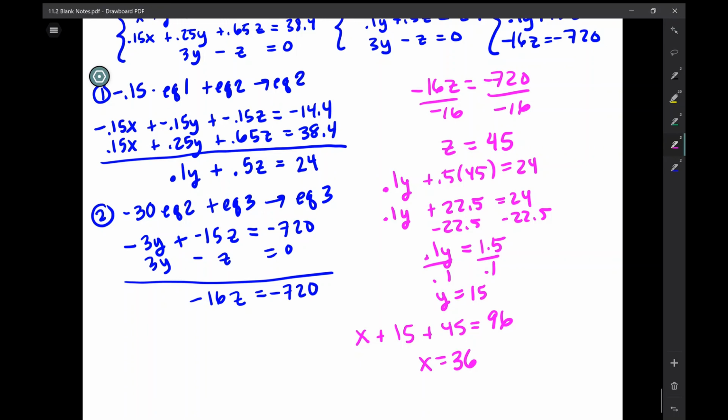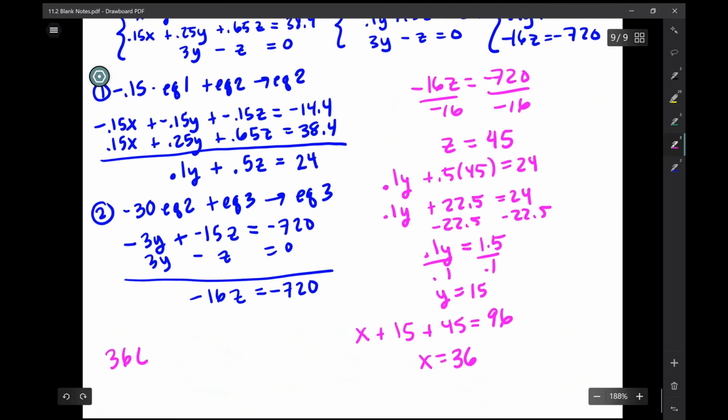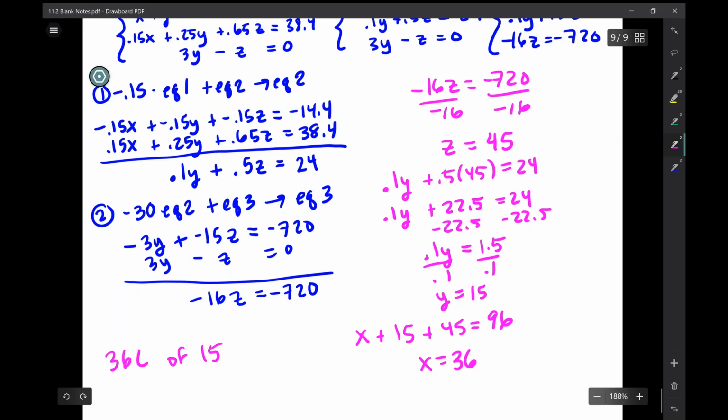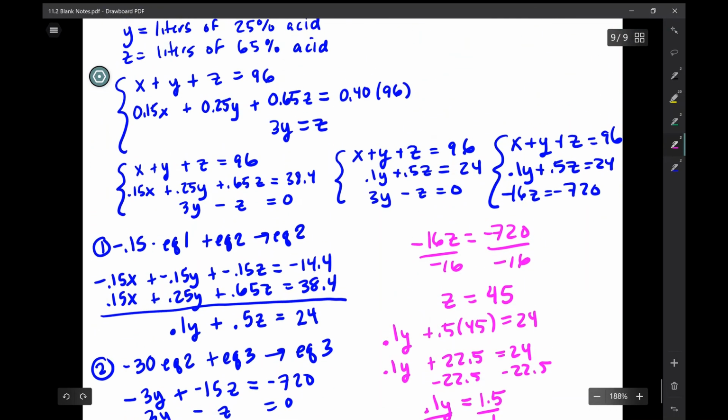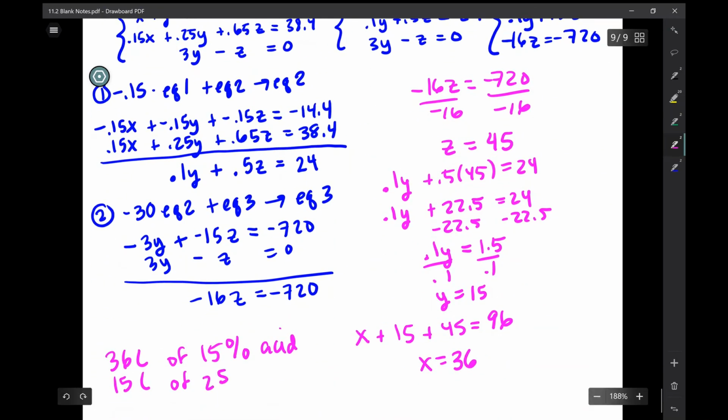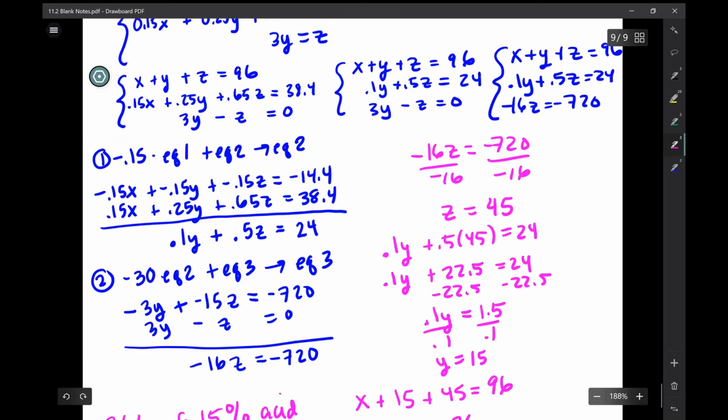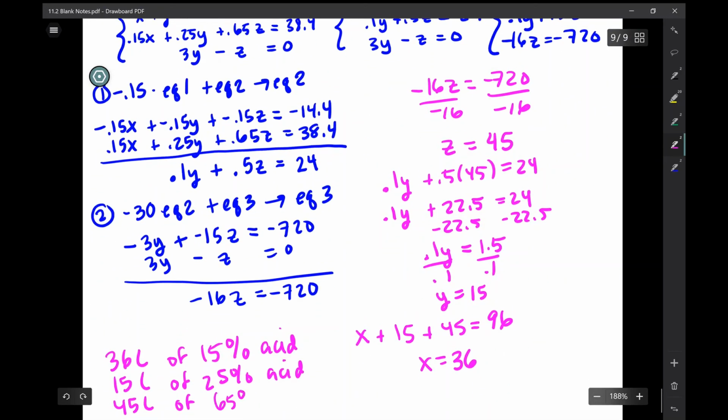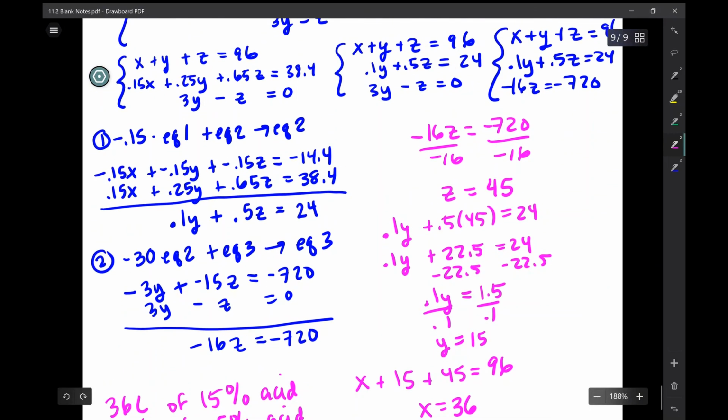So our answer is 36 liters of 15% acid, 15 liters of 25% acid, and 45 liters of 65% acid. Those all add up to 96. 15 times 3 is 45, and I'm going to let you check the last equation on your own.